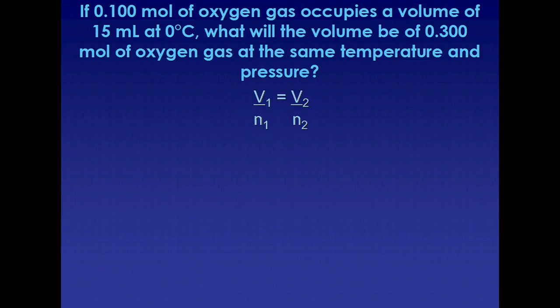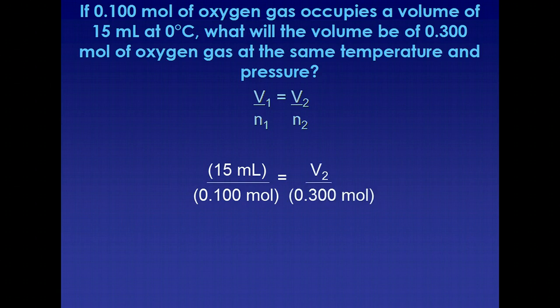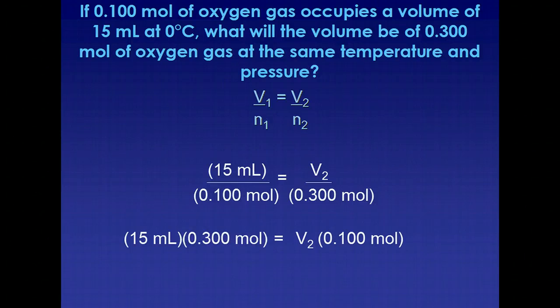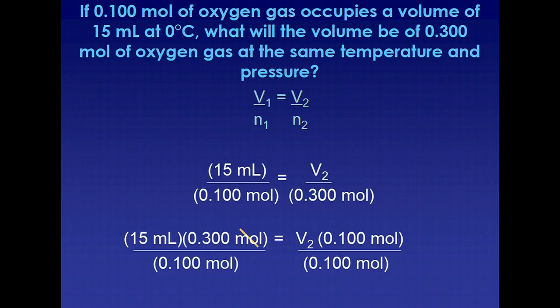We have that 15 mils is the volume for 0.1 moles, and we're trying to find what the volume would be for 0.3 moles. Our mole quantity tripled, so we would expect that since this is a direct relationship, our volume should also triple. Cross multiply, solve for your unknown. You should start seeing a pattern here if you haven't already. The moles cancel out on the left, the 0.1 moles cancels out on the right, and we do indeed get a tripling of our volume from 15 to 45 mils. If you need to pause, I would do so now.